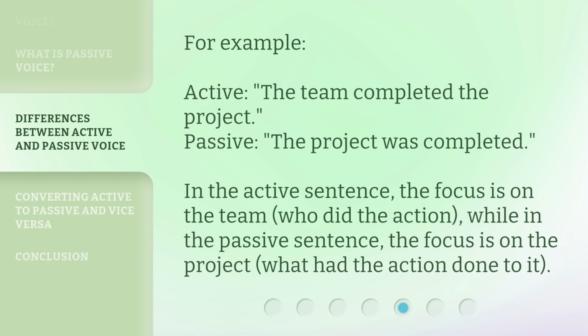For example, active: the team completed the project. Passive: the project was completed. In the active sentence, the focus is on the team, who did the action, while in the passive sentence, the focus is on the project. What had the action done to it?